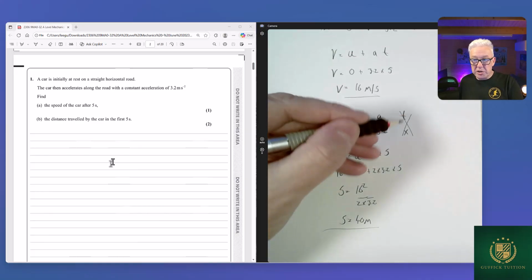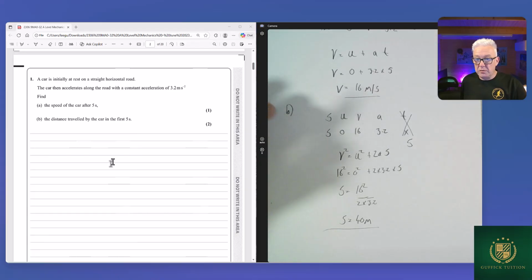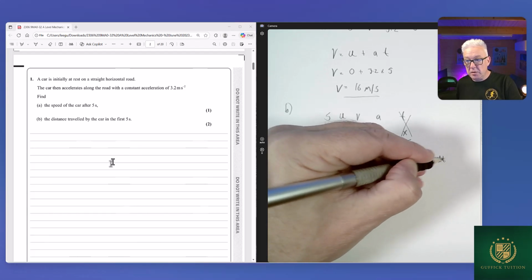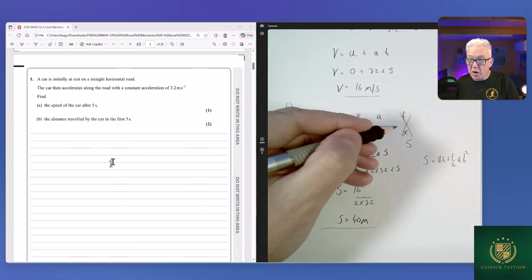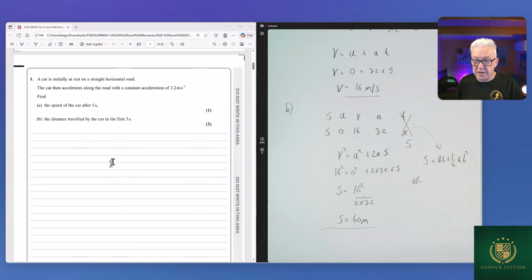Now, because we do actually know that the time is 5 seconds, we could have just used a different equation. We were a little bit spoilt for choice there. We could have used alternatively S is equal to UT plus a half AT squared, because we do know what T is. So there were various options, but they both give you the answer 40 meters.